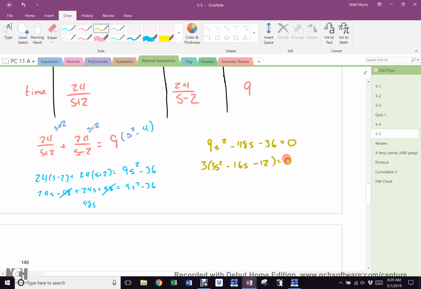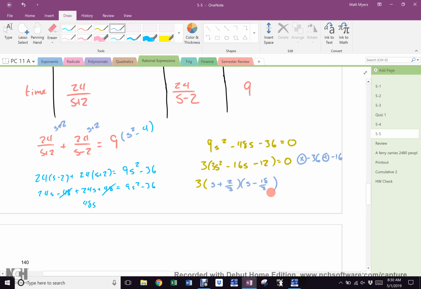Now what? Factor. Factor what? Right here, yes? How do we factor that? I have to multiply to what? Multiply to negative 36 and add to what? Negative 16. What is it? Is it 1 and 36? Is it 18 and 2? Yes. So it is S plus 2 over 3 and S minus 18 over 3, correct?